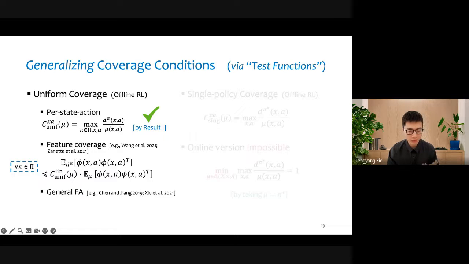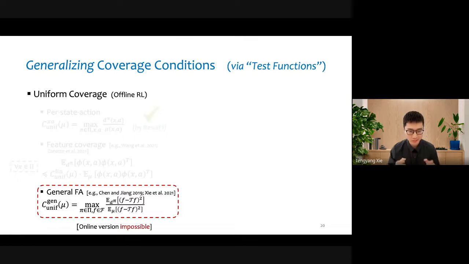Also in offline reinforcement learning, there is an even more flexible case by Chen and Jiang and also myself, which uses the general function class as the test function. It says that the squared Bellman error over d pi can be bounded by the squared Bellman error over the data distribution mu, for all f and for all pi. In the next part, I will tell you the online version of this general function class case is actually impossible. Okay, questions?